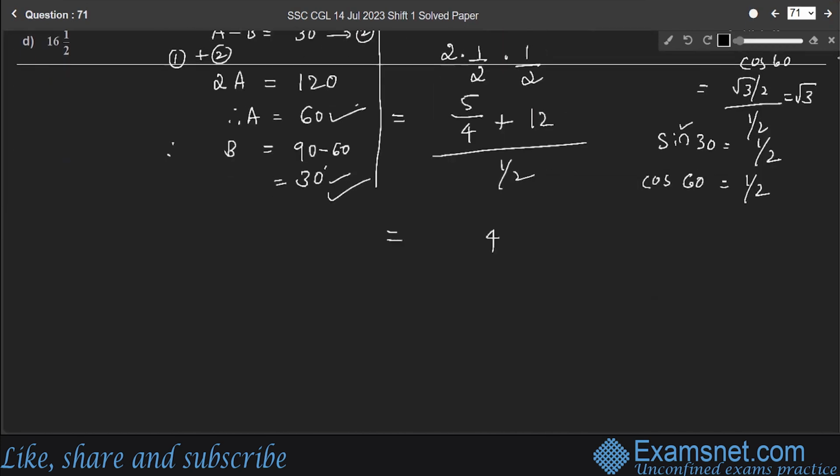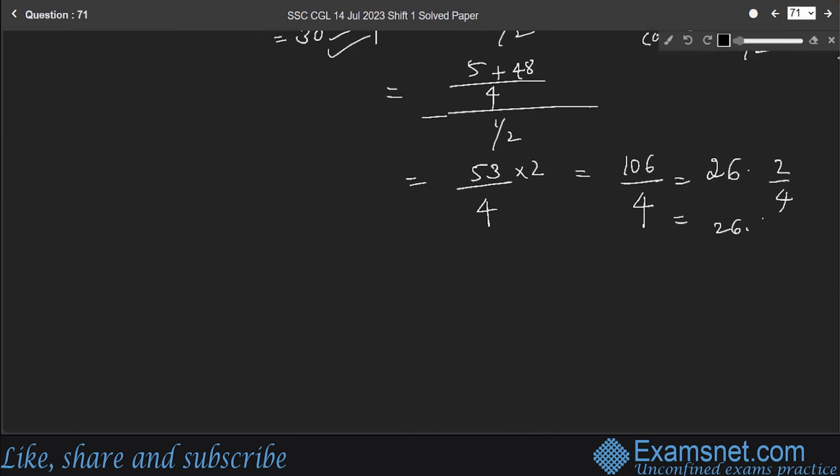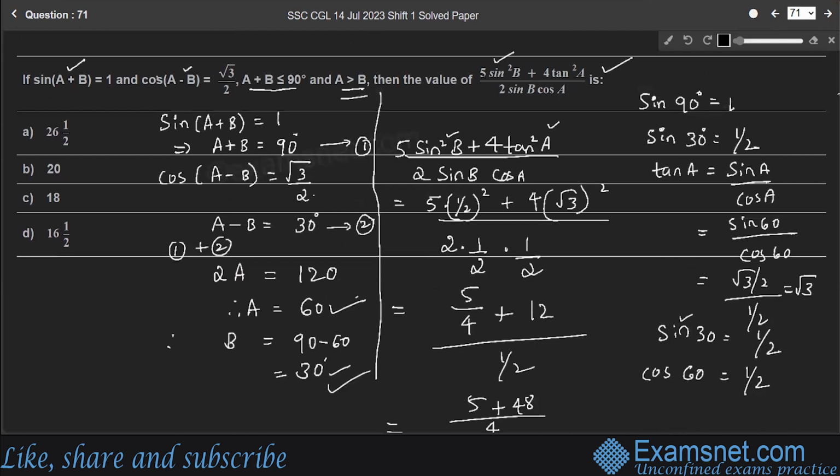So we'll take 4 as LCM. So 5 plus 48, whole divided by 1 by 2. So 53 by 4 into 2, it becomes 106 by 4. So 4 into 26 is 104, remainder 2, so 26 integer 2 by 4 is the answer. Or we can simplify it: 26 integer 1 by 2 is the final answer. So the value of the given expression is 26 integer 1 by 2. Option A is the right answer.